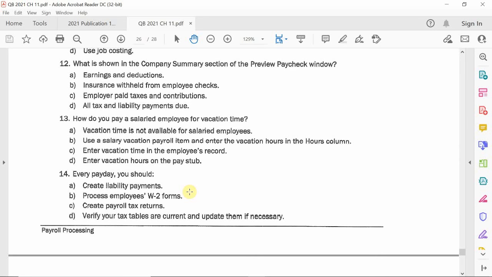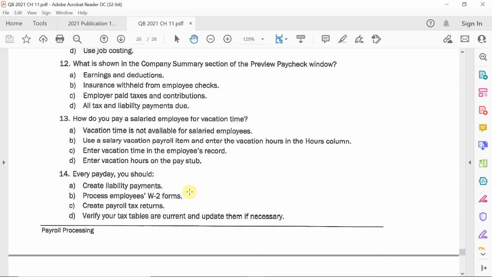Last question we have here is question number 14. Every payday, okay, you should D, which is going to be verify that your tax tables are current and updated if necessary. Okay, so good, right? Again, you create liability payments. You don't have to do that every paycheck, right? Because it could be set up for every quarterly, annually, however you set it up. So it doesn't have to be every payday.